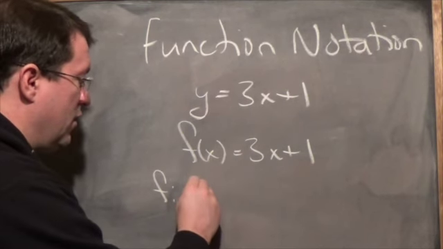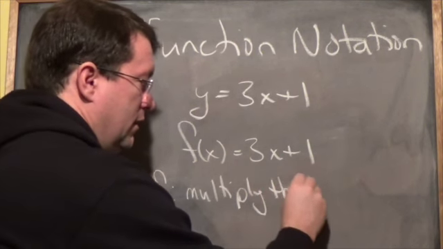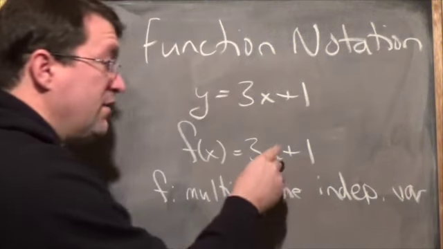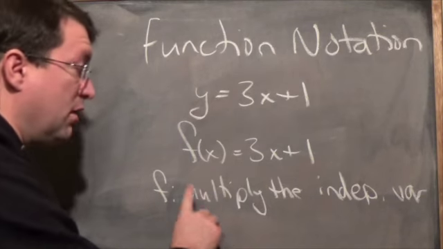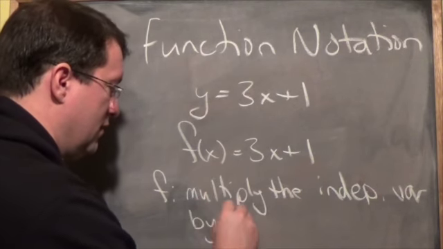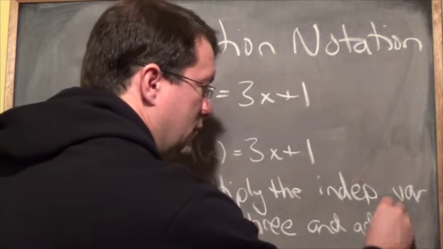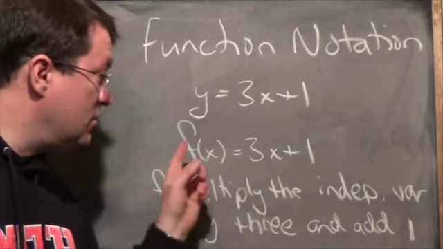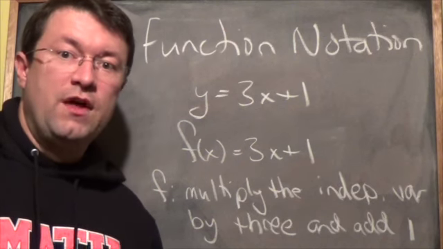And the rule here is multiply the independent variable. Okay, I'm not even going to say x here, because that's not what the f refers to. It means multiply the independent variable by 3 and add 1. That's what the f stands for in this use of the function notation, okay? It stands for the rule that we're applying.